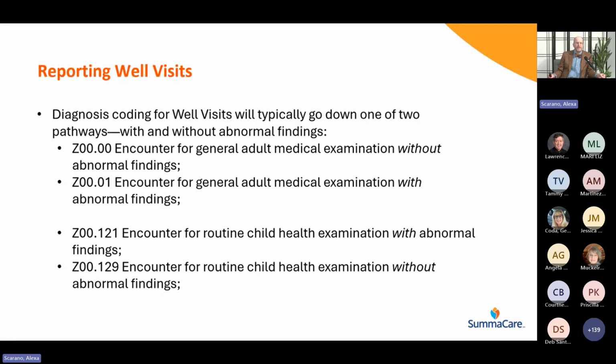Z00.00 is the general adult medical exam without abnormal findings, and then the last two characters, 01, with abnormal findings. And then you see a similar pair of codes at the bottom of the slide for children with abnormal findings and without abnormal findings. Oddly, the code set reverses the order for children.